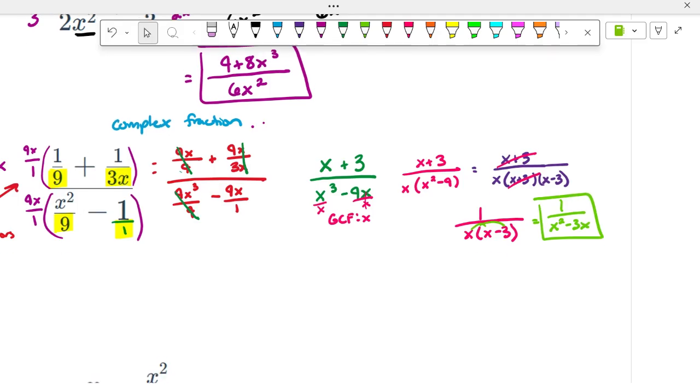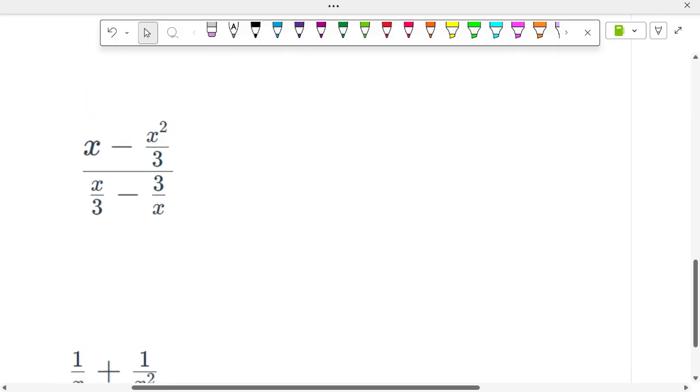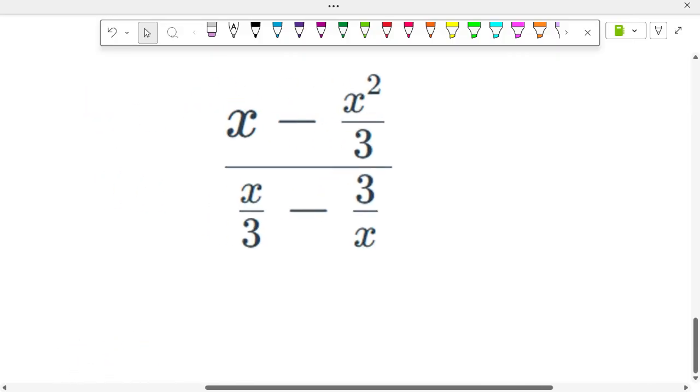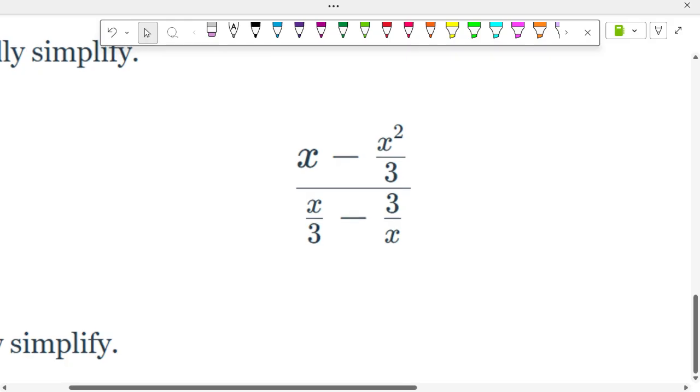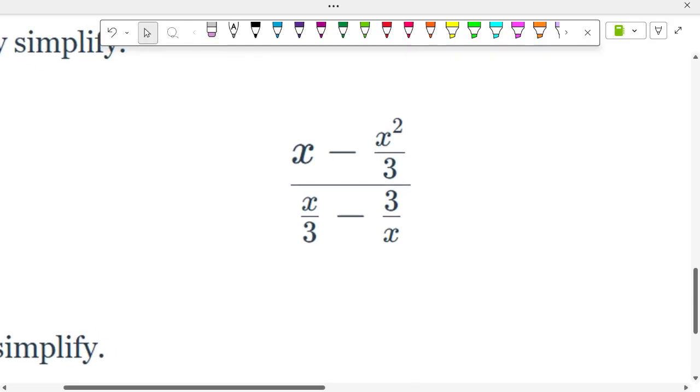And we got time for one more. Let's do one more together. So another complex fraction. Make sure they all have denominators. So what's the denominator of this x, since there isn't one? 1.